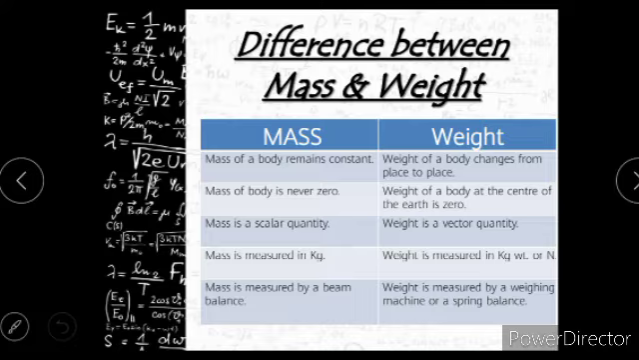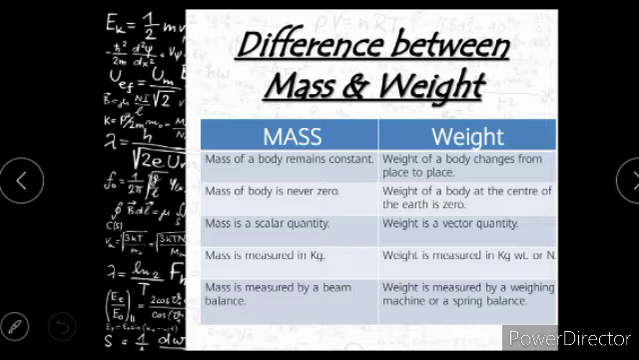Now what is the difference between mass and weight? You can note it down. See, number 1, mass of a body remains constant. Always mass will be constant. Weight of a body changes from place to place. If you go in water and you weigh yourself, then you will get your weight is less. If you go on the moon, in space, and measure your weight, then your weight will be less, but your mass will be constant.